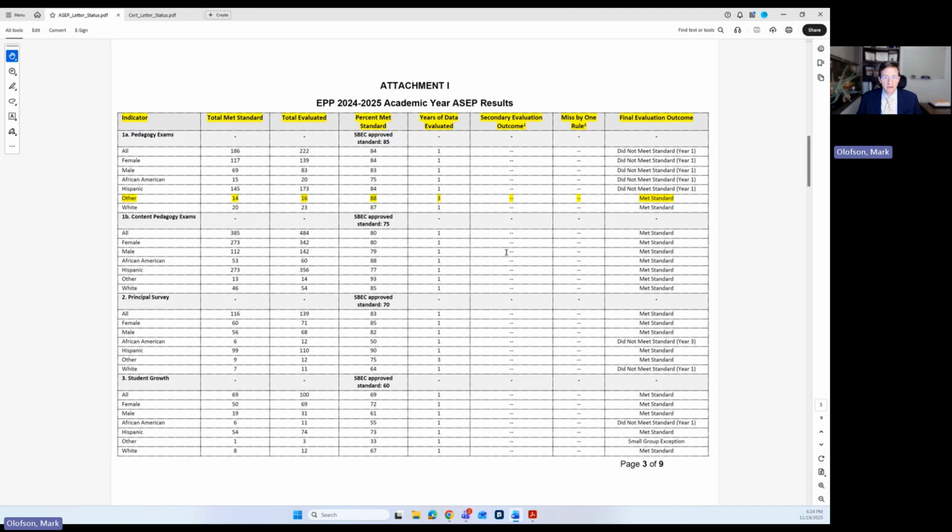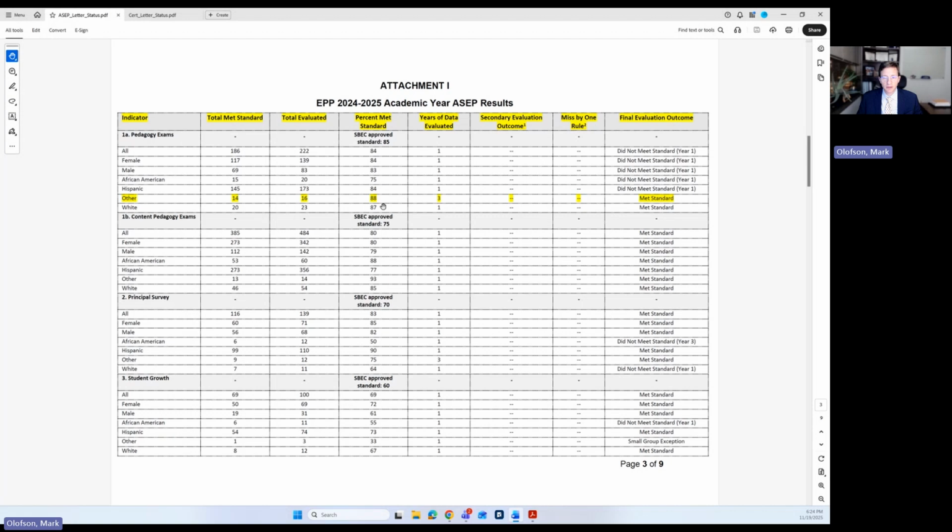The years of data that were evaluated for the indicator or demographic group, a column for information about any applicable secondary evaluation, a column to flag if the result is subject to the miss by one rule, and the final evaluation outcome. Here I have highlighted a row that has a value other than 1 in the years of data evaluated. As a reminder, when doing the small group aggregation, we evaluate the indicator once there are 10 or more candidates or once there are 3 years of non-zero data.